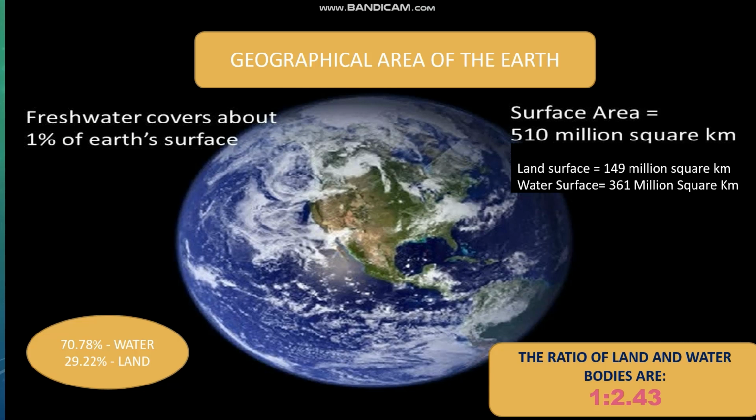You can see here the percentage of the water, around 70.78% of the surface is covered by water, and around 29.22% of the surface area is covered by land, and the ratio of land and water bodies is 1:2.43. So the ratio of land and water bodies is 1 is to 2.43. Now we have seen about the Earth's surface.